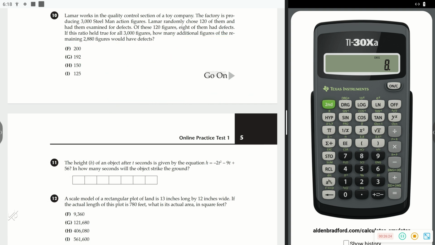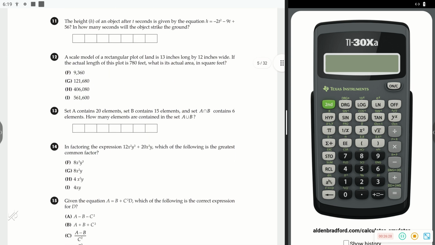And we're going to go to number 11. This is a really good problem. I'm actually going to go all the way up to the top to solve this one because I'm going to need a lot of space. And we're going to solve this one 2 different ways. But we'll read the problem real quick. It says the height h of an object after t seconds is given by this equation. So h equals negative 2t squared minus 9t plus 56. And how many seconds will the object hit the ground?